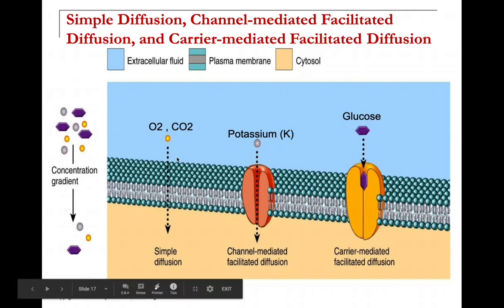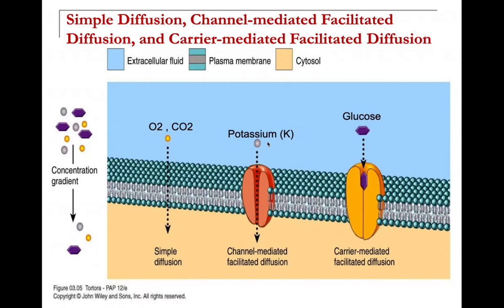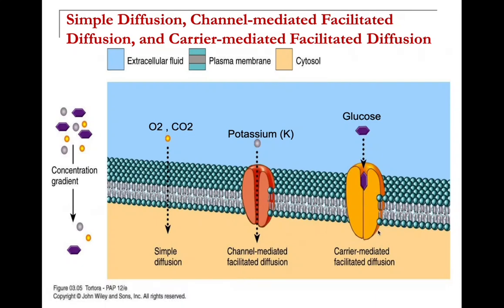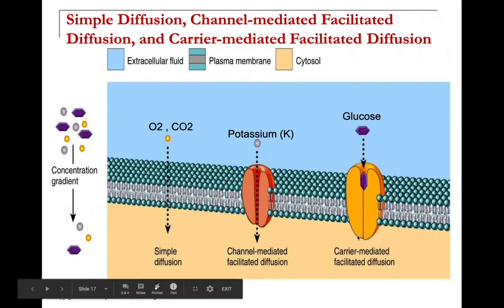So here's an example. We have a concentration gradient that is higher here in this extracellular fluid and lower in the cytosol. So oxygen and carbon dioxide, they can do simple diffusion. Potassium, it's going to move as an ion in most cases. It's going to need a channel-mediated protein to help it get across. It will be facilitated diffusion. With glucose, we can have carrier-mediated facilitated diffusion.